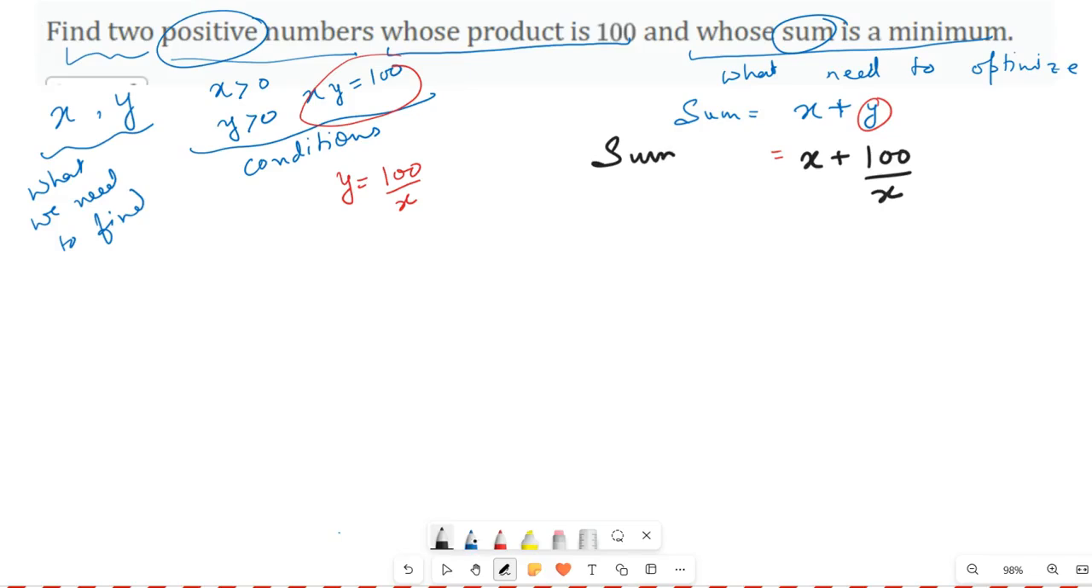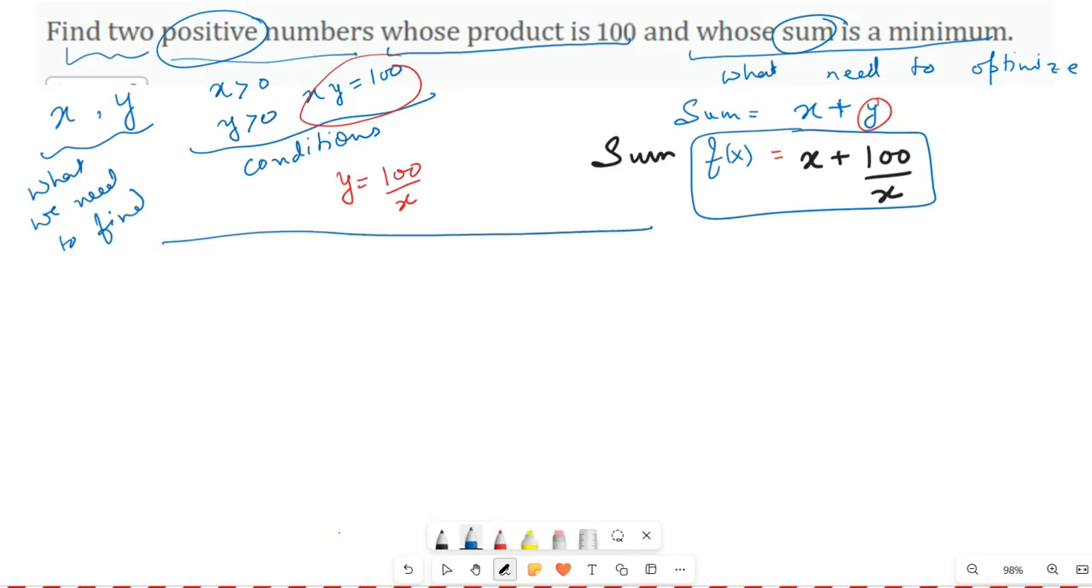Once I get it into one variable, I can name this f of x. This is what I need to minimize. Once I have a function which is a single variable, I can apply my calculus. What is my calculus? I find the first derivative of the function. I can also write this as x plus 100 times x to the power negative 1. So the derivative of x is 1 plus, when negative 1 comes down, negative 100 times x to the power negative 1 minus 1. So 1 minus 100 by x.